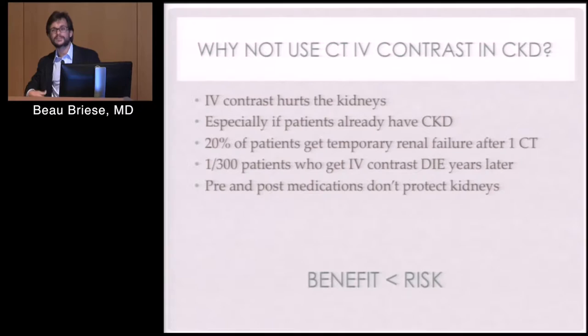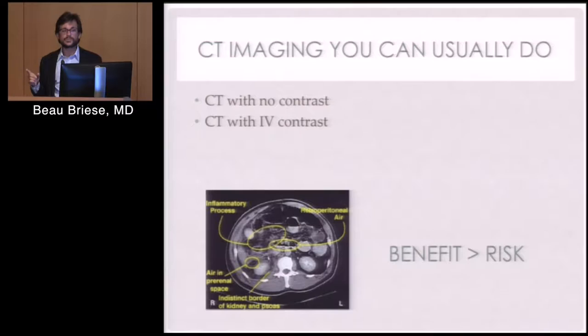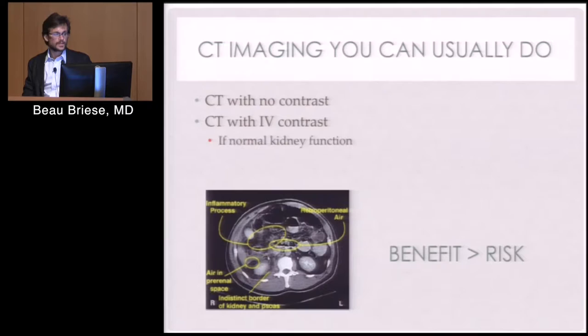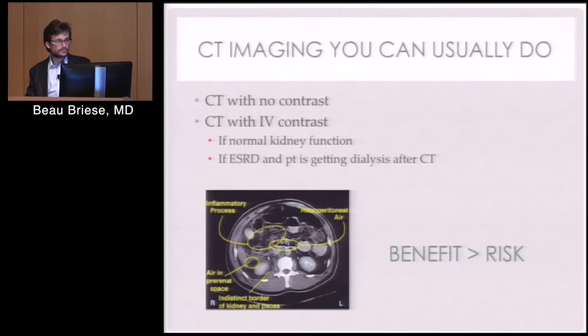So, CT imaging that you can usually do, right? CT with no contrast and CT with IV contrast in what type of patients? If there's normal kidney function, you could probably do it if you think you're looking for something that's important enough. And if it's end-stage renal disease, their kidneys are already shot, the IV contrast risk is pretty low as long as they're not fluid overloaded. Just make sure they get dialysis after the CAT scan. So those two ends of the kidney spectrum are where we do a lot of the CTs with IV contrast, where the benefit is more than the risk.